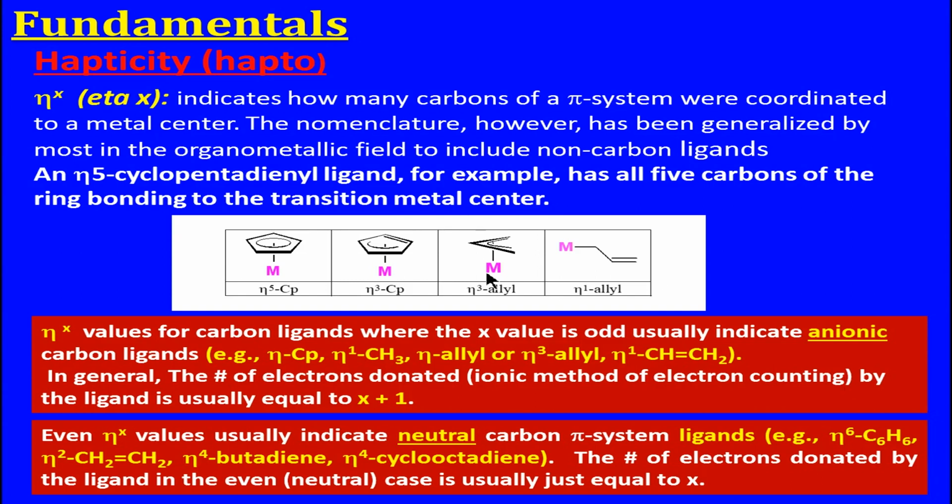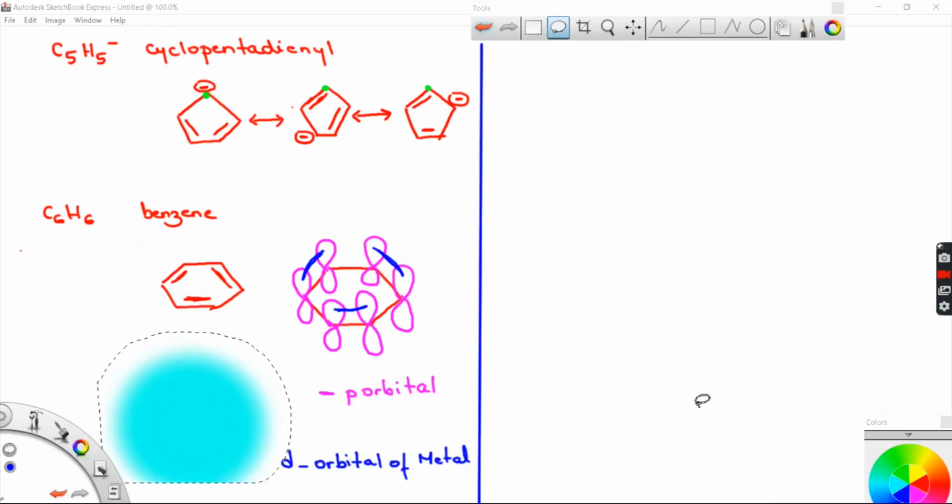M-Cp is strong because Cp is Cp minus. So when Cp is bound to M, it will not be released. The bond M-Cp is the most stable M-ligand bond. But the bond M-benzene is unstable, or M-ethene. To explain the stability of M-Cp and the instability of M-benzene, we have to draw the structure of cyclopentadienyl and that of benzene.